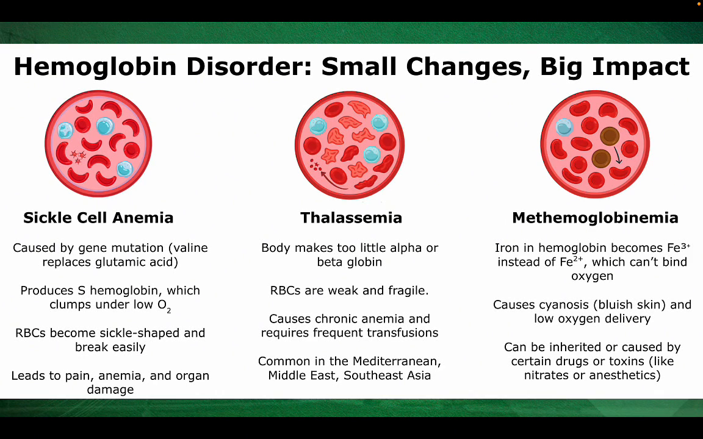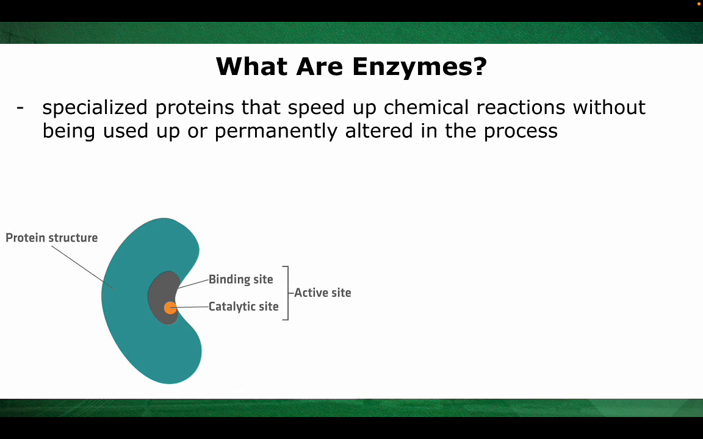So far, we've seen how proteins like antibodies and hemoglobin help protect and transport. But there's another class of proteins that control how fast your body works, and these are enzymes. Enzymes are special proteins that act like biological catalysts. They speed up chemical reactions in the body without being used up or permanently changed in the process.